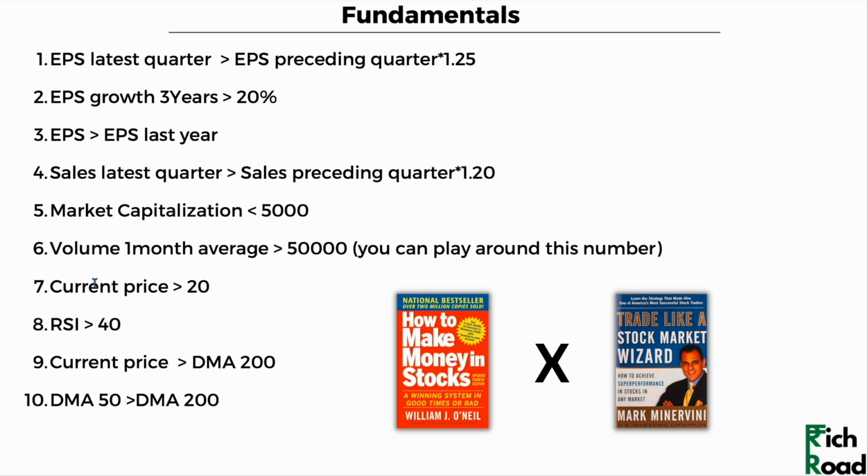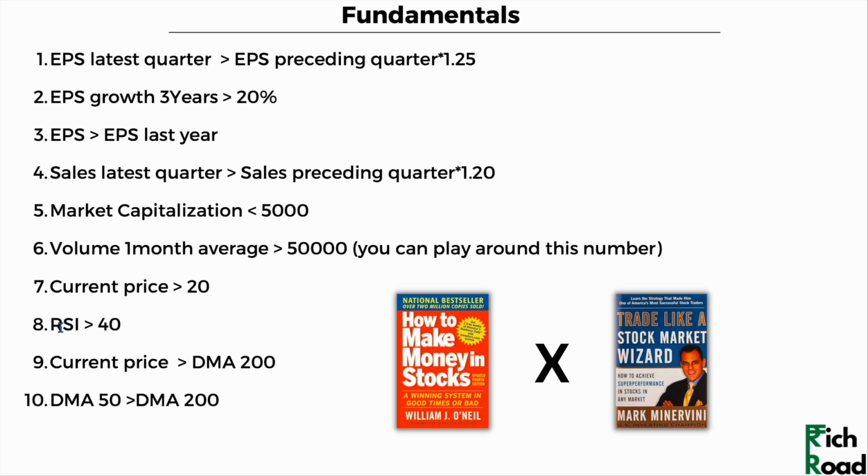Then the seventh number is current price should be more than 20 rupees, because you will see that below this, majority of the stocks are penny stocks. They are heavily manipulated. And those are circuit operated stocks. So you will not even be able to find buying opportunities.